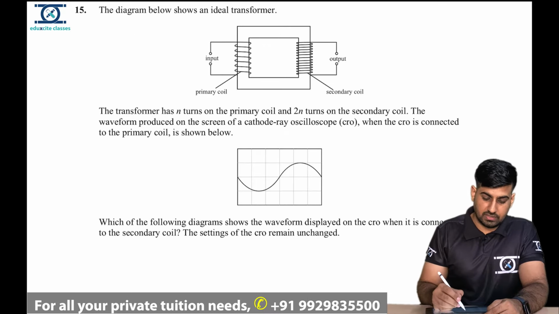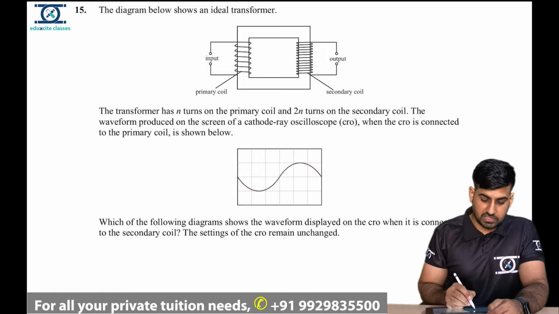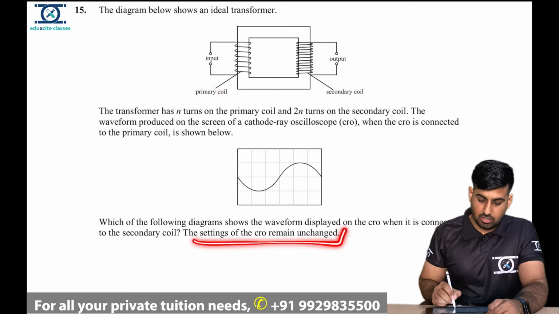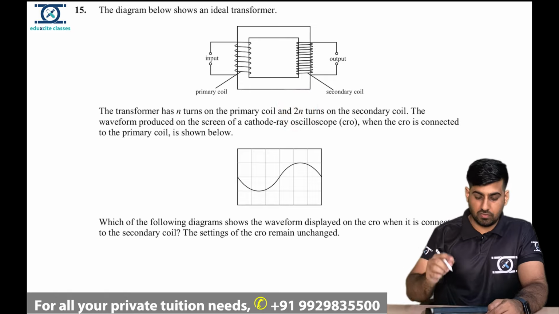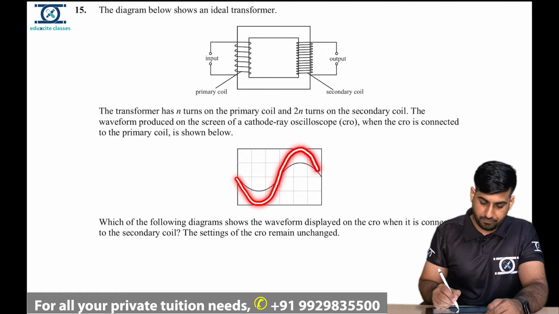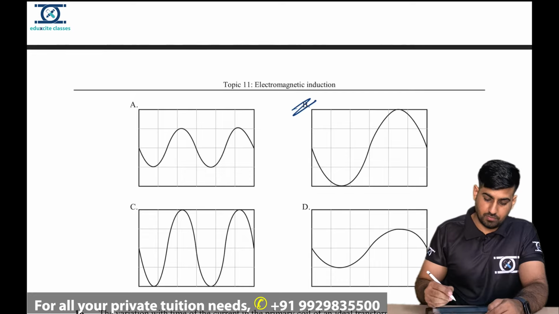Question number 15. This is an ideal transformer again. The graph is given. The transformer has n turns in the primary and 2n turns in the secondary. Rest all remains the same. This is the CRO we are getting. So what will we get for the secondary coil? If just the number of turns is doubled, the amplitude will double, but there will be no change in the frequency. So there will be 3 blocks for the half cycle, and 2 blocks for the amplitude.